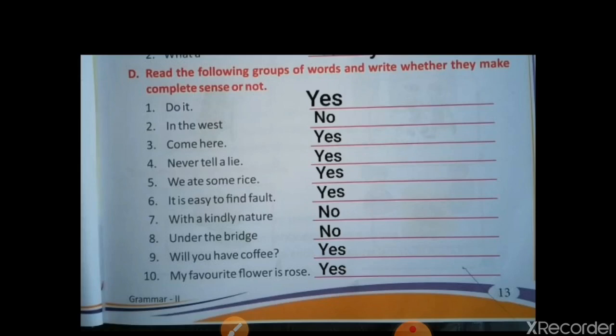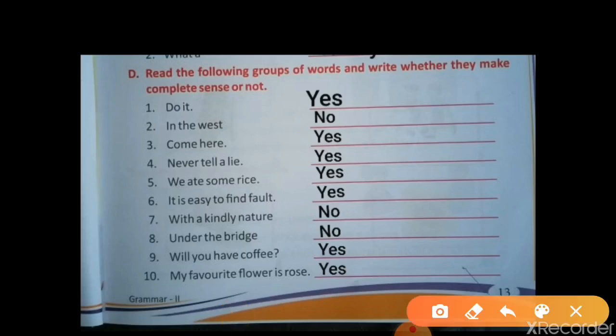Here you can see your first sentence, "Do it." डू इट, इसे करो. तो इसका मतलब क्या है? ये कंप्लीट सेंस है कि ये काम करने के लिए कोई ऑर्डर दे रहा है. So here this is an imperative sentence. You can put yes. Now the next, "In the west." Nothing. It has no complete sense. Incomplete sense is here. So here you have to write no.